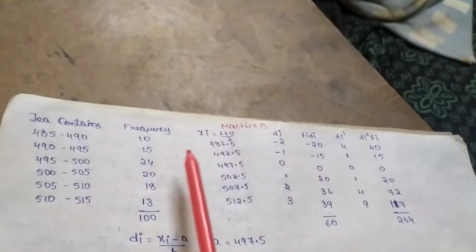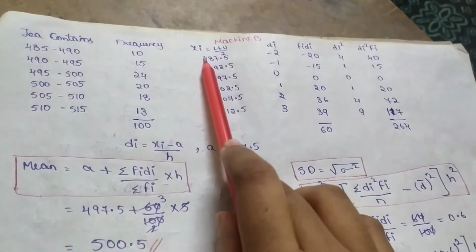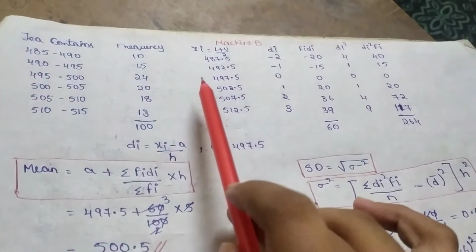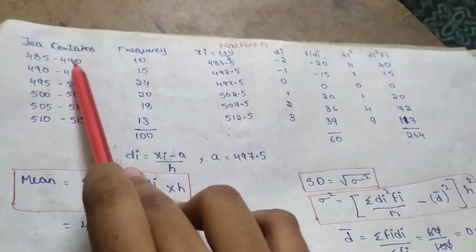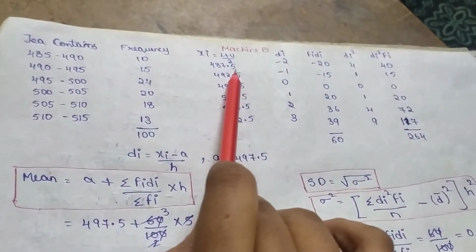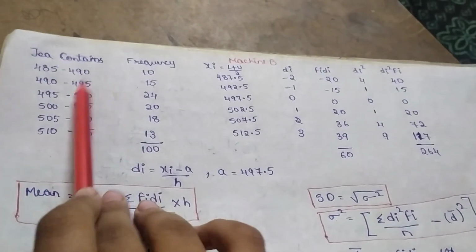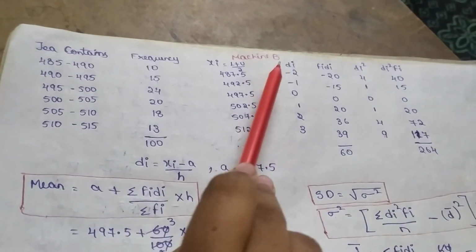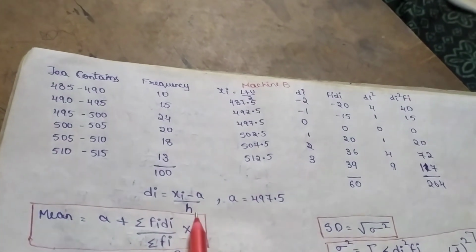For machine B, we'll find the xi values for calculating di. So xi is the lower limit plus upper limit by 2, 487.5. We'll get values by calculating L plus U by 2. Once you find the xi values, the formula for di is xi minus A by h.